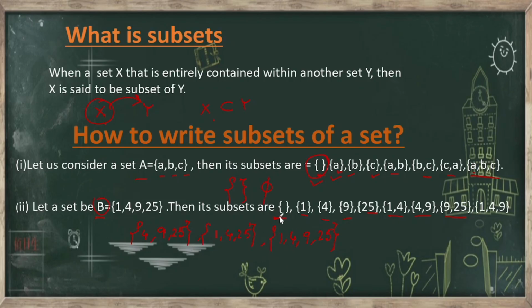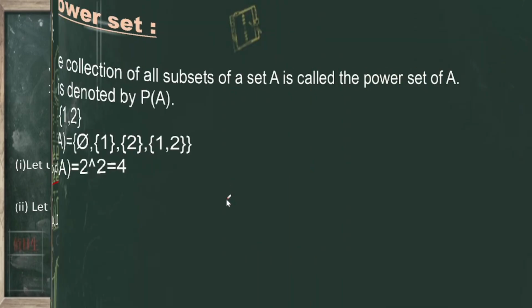Clear? So first we write the empty set. Remember that the empty set and the set itself are trivial subsets of a set. Trivial means primary; it must appear. So the empty set and the set itself are trivial subsets of a given set. And we write singleton sets, then sets containing two elements, three elements, and so on. I hope you understand how to write the subsets of a set. So let us solve the questions of the exercise.